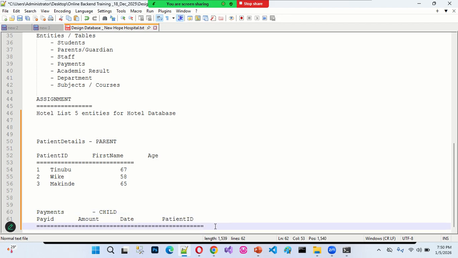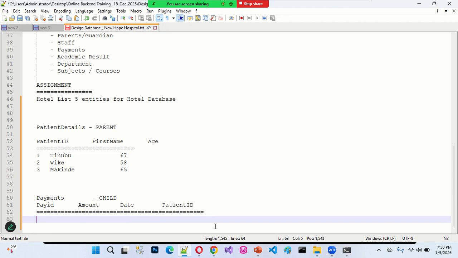Now what they are saying now is these two tables, do you get now? When I say payment ID 1, do you get now? Payment ID 101, and I say amount is 3,000 here now, and the date is January 26 here now. The next one, which of the patients made the payment? I put the patient number here now. I say 2. If you want to find out who the patient is, Wike, good.